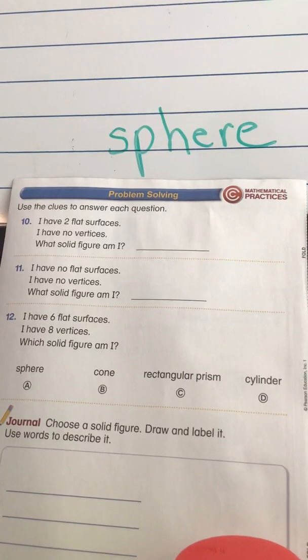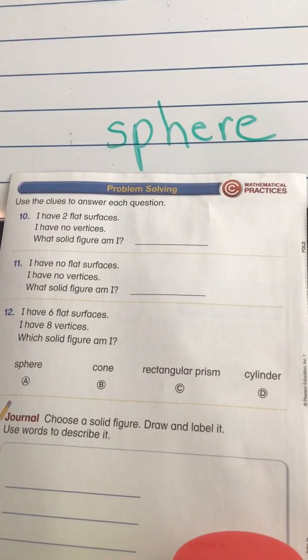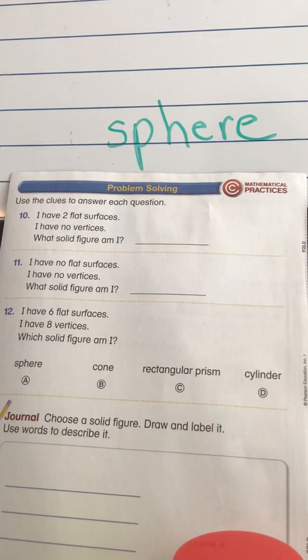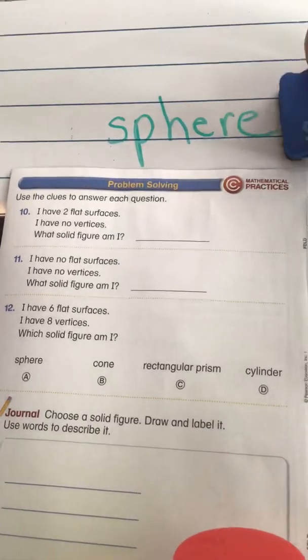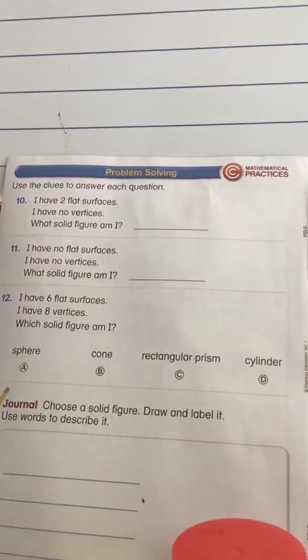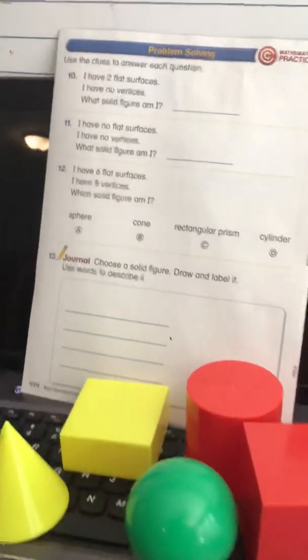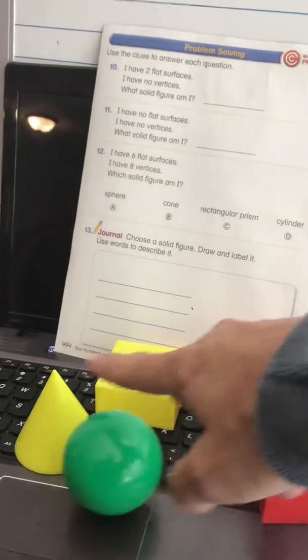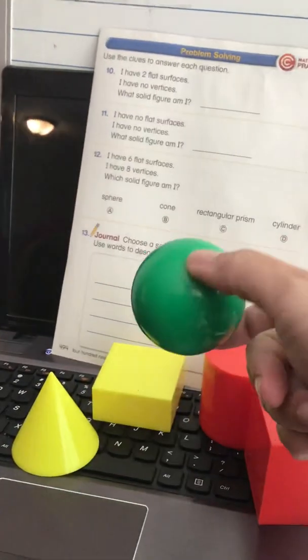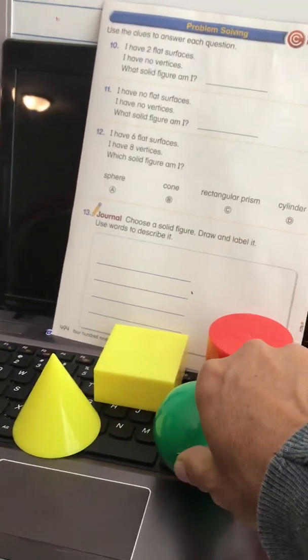Go down to number 12. I have 6 flat surfaces. I have 8 vertices. Which solid figure am I? So 6 sides and 8 points. They gave us choices here. Could it be a sphere? Does a sphere have 6 flat? No, it has 0.